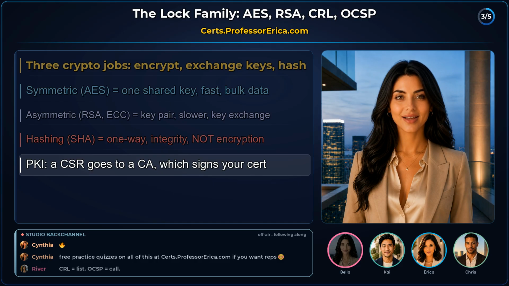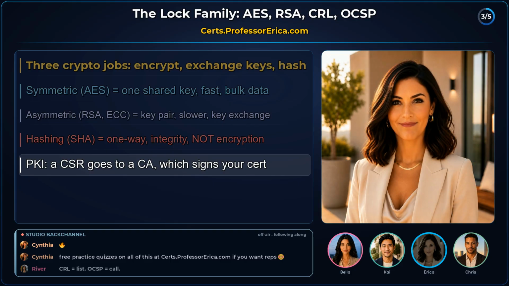Same story every time. And the CA almost never signs with its own top-level key directly. There is usually an intermediate CA in the middle, which is why your browser builds a chain, your certificate up to an intermediate, the intermediate up to a root the browser already trusts. Break any link in that chain and you get the scary red warning instead of the padlock.